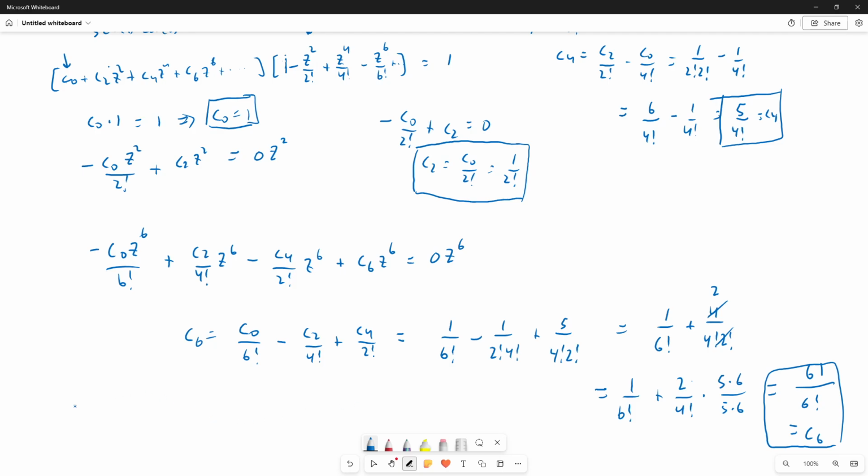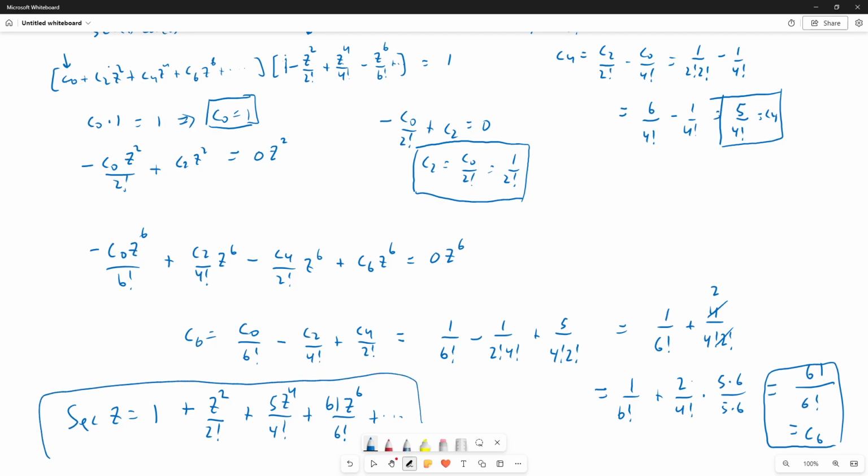So we have altogether secant z is equal to C0 is 1 plus z squared over 2 factorial from C2 plus 5z to the 4th over 4 factorial from C4, and then plus 61z to the 6th over 6 factorial from C6, and etc. So there's a few terms of secant z.